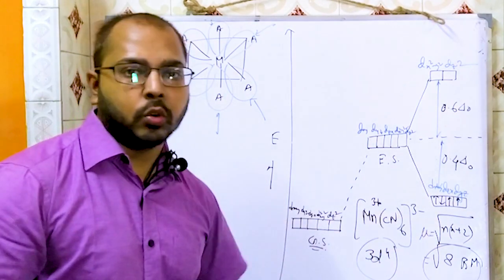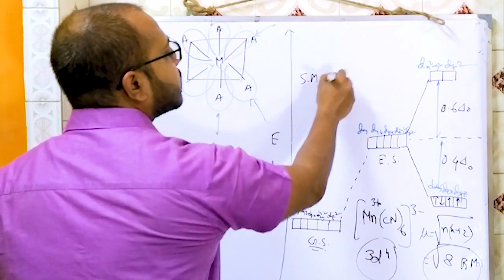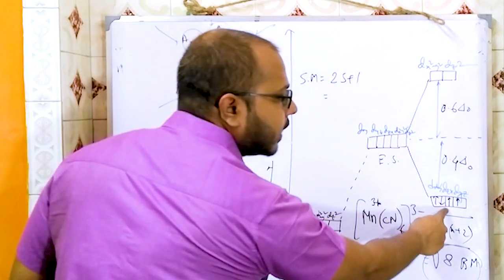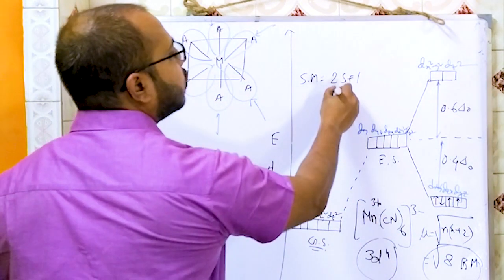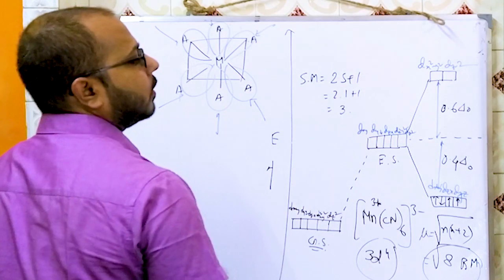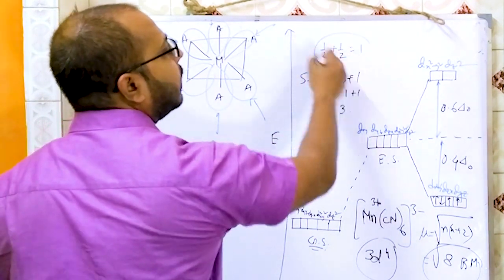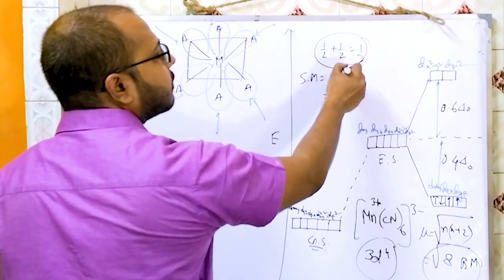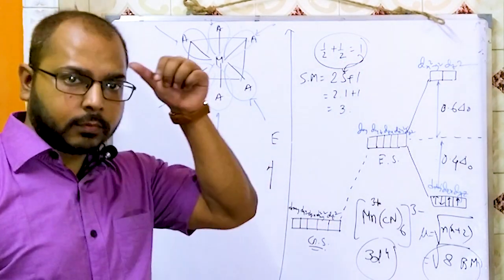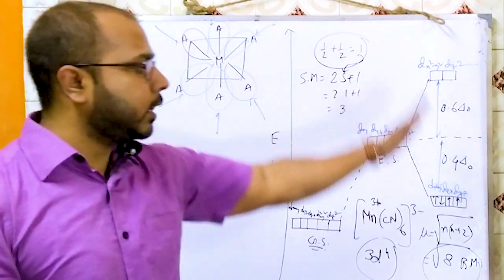How many unpaired? 2. So दोनों के लिए spin multiplicity का वैल्यू कितना होगा? Spin multiplicity का वैल्यू है 2s plus 1. इसके लिए plus of, so 2 into 1 plus 1, that would be 3. Because plus of actually 1, so this value should be put here and its value would be 3. Got my point? So this is for octahedral part.